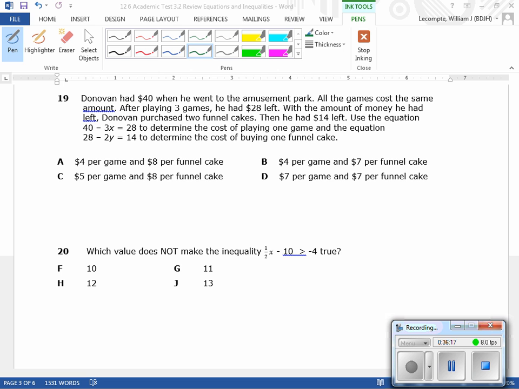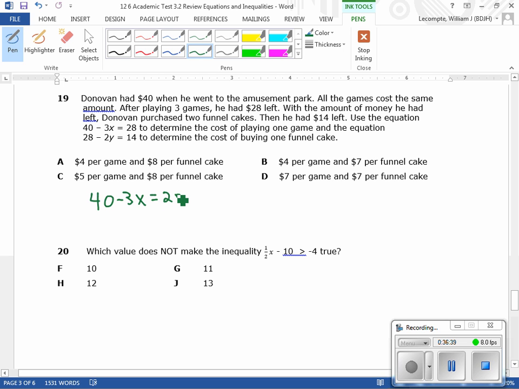Alright, so we're looking for 2 different answers, right? I got 40 minus 3x is equal to 28, and then 28 minus 2y is equal to 14. So we'll solve these real quick. I'm going to subtract 40 from both sides. That gives me weird numbers, but I'm going to use them. I got negative 3x equals negative 12. But when I divide by negative 3, I get x equal to 4. So D and C are gone.